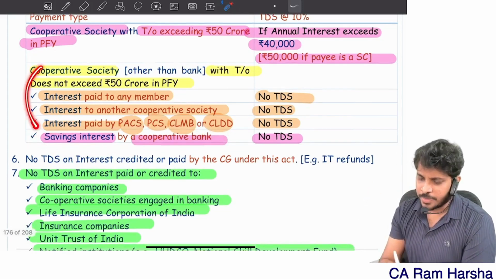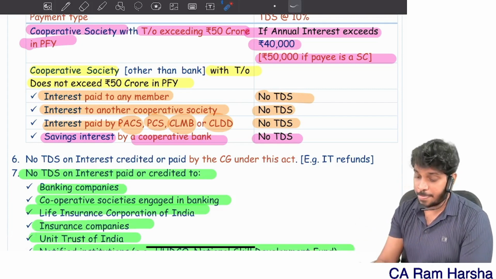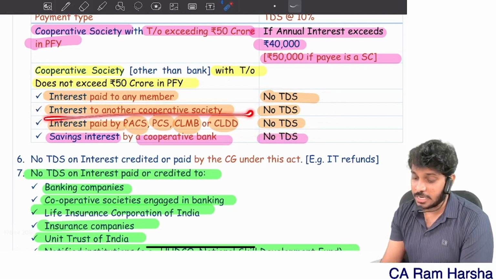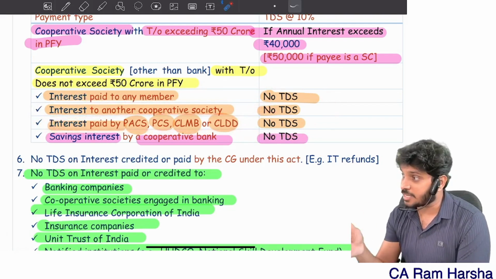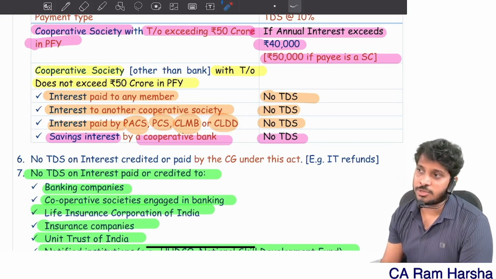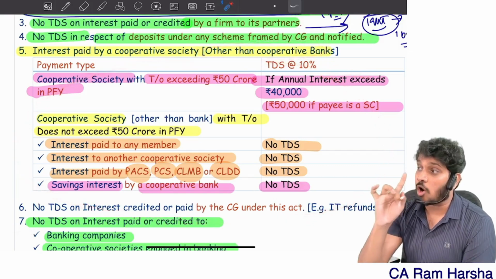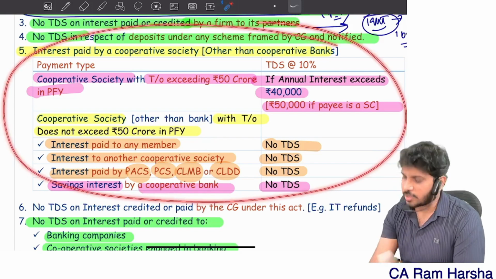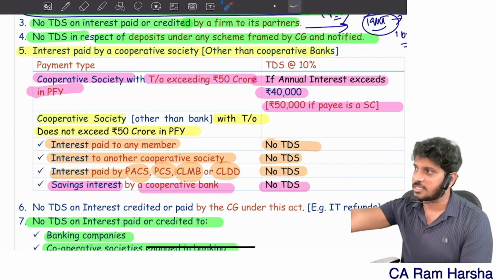Now, coming to, sir, I am a society. Last year my turnover is less than 50 crore, then 3 types of payments I am exempted. Interest paid to members is exempted, interest paid to another society is exempted, interest paid by primary agriculture society, primary credit society, all exempted. Able to understand? By the way, when I say cooperative society, I am talking about other than cooperative banks. Are you clear? So simplest way you can understand, no confusion at all. 194A is completed. Easy or not?